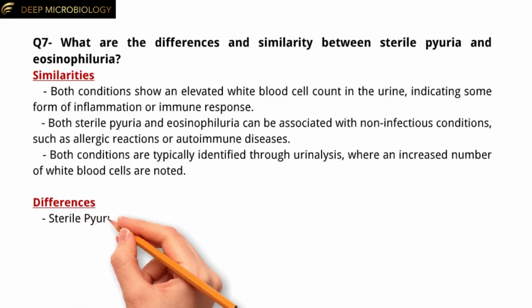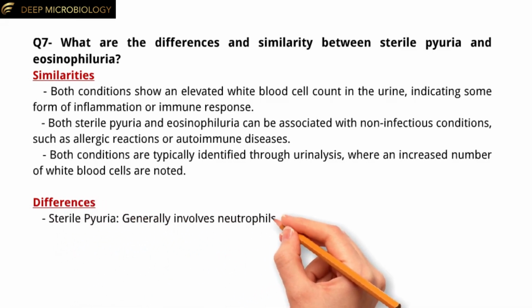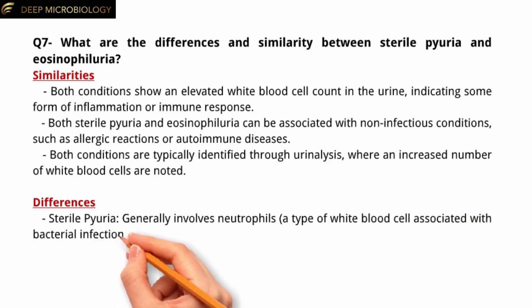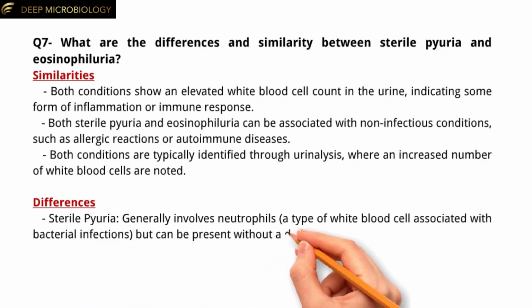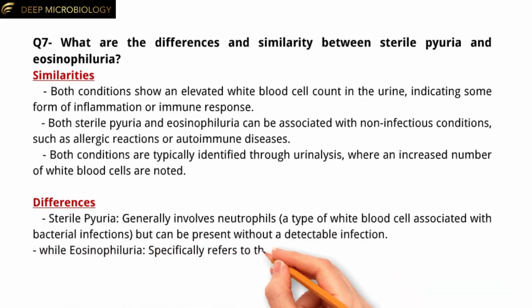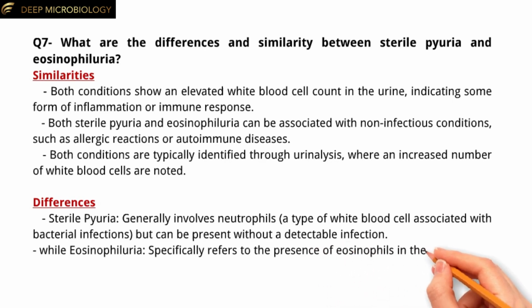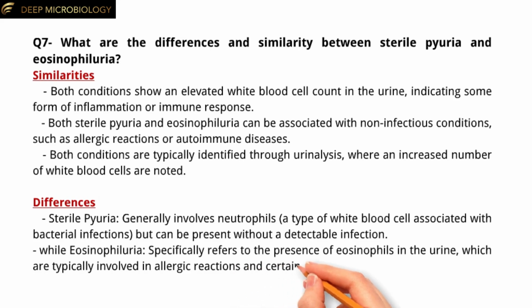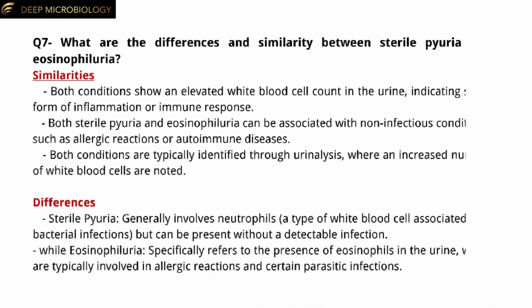Differences. Sterile pyuria generally involves neutrophils, a type of white blood cell associated with bacterial infections, but can be present without a detectable infection, while eosinophiluria specifically refers to the presence of eosinophils in the urine, which are typically involved in allergic reactions and certain parasitic infections.